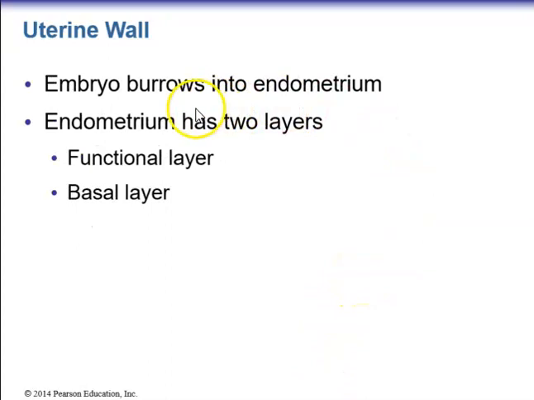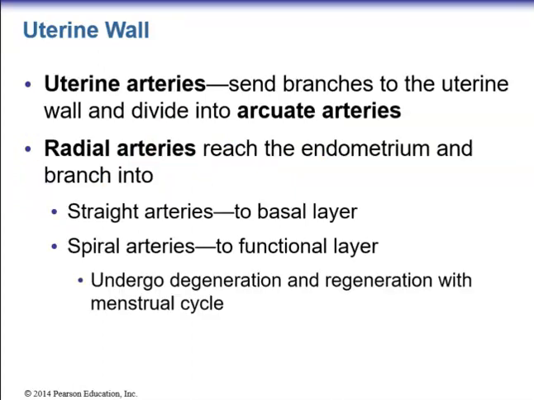Within the uterine wall, we know that the fertilized embryo will burrow into the endometrium. The endometrium actually has two layers. It has a functional layer and a basal layer. With regards to blood supply, the uterine arteries send branches to the uterine wall and divide into arcuate arteries. We then have radial arteries, which reach the endometrium and branch into straight arteries that go to the basal layer, and the spiral arteries, which go to the functional layer. It's these spiral arteries that will undergo degeneration and then regenerate with the menstrual cycle.